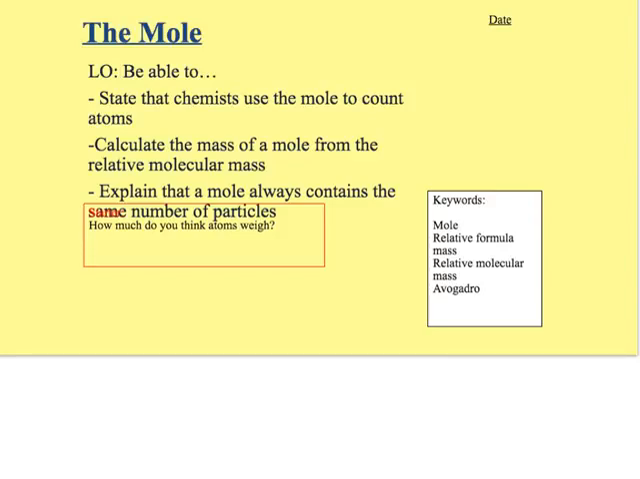We're going to calculate the mass of a mole of a substance, and we're going to explain that the mole always contains the same number of particles. Be very careful, okay? I'm going to explain a little bit more detail. So I guess the thing I want you to think about is how much atoms weigh. So if you think back to what you've learned about atoms so far, you learned there's a small nucleus with some protons and neutrons in there that have a very tiny mass, and then you've got electrons going around the outside which have even smaller mass. So how much will an atom weigh?